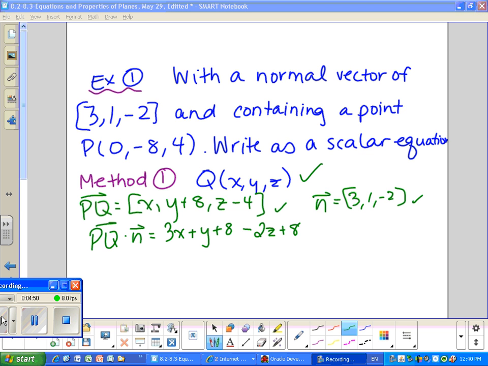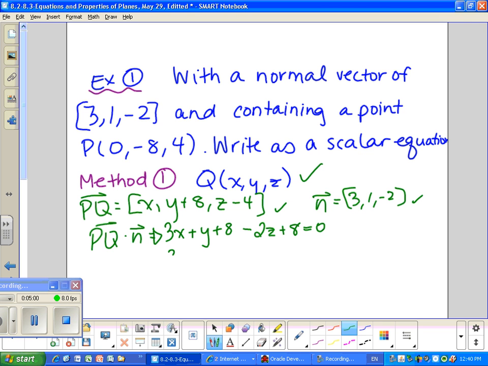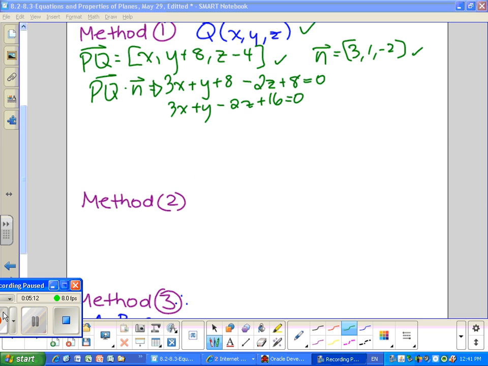So once you've taken the dot product this far, we also said that these two were going to be perpendicular, so this dot product should equal 0. But we can simplify this a little bit. We can go 3x plus y minus 2z, and we can simplify this to plus 16. And what do you notice about this equation? It's scalar.